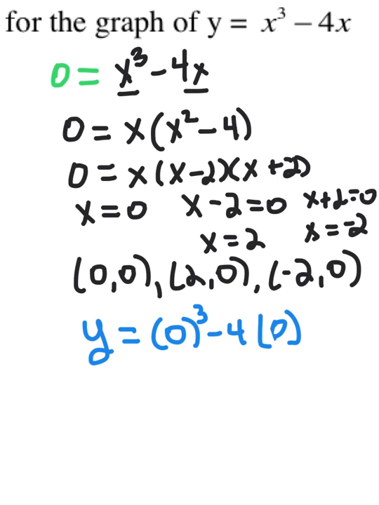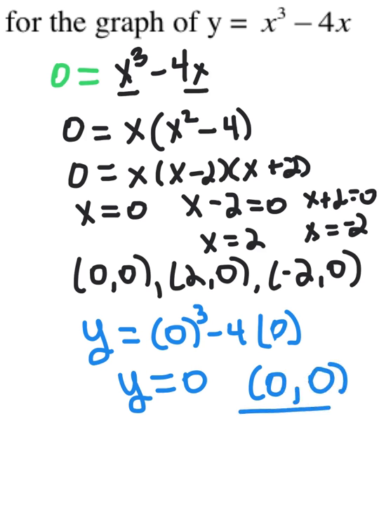All right, so here I have y equals, and I substituted a 0 in for x here and here. So I get y equals 0 to the third minus 4 times 0. Well, this is just 0 minus 0, so we just end up with y equals 0. So my y-intercept is (0, 0).